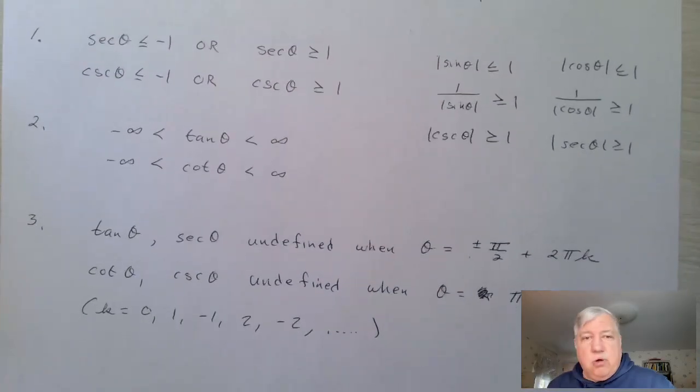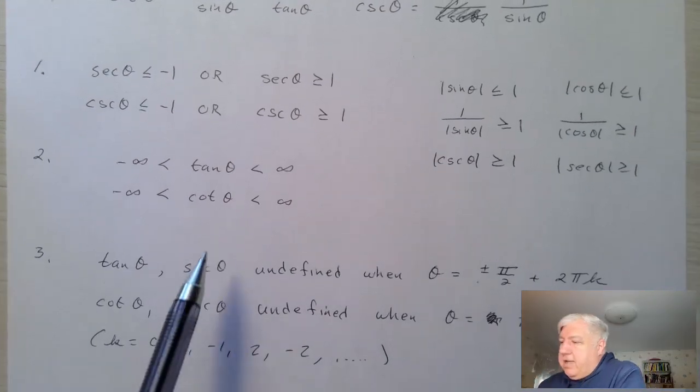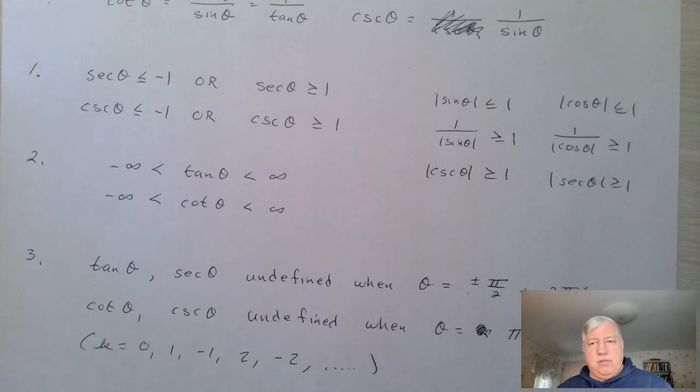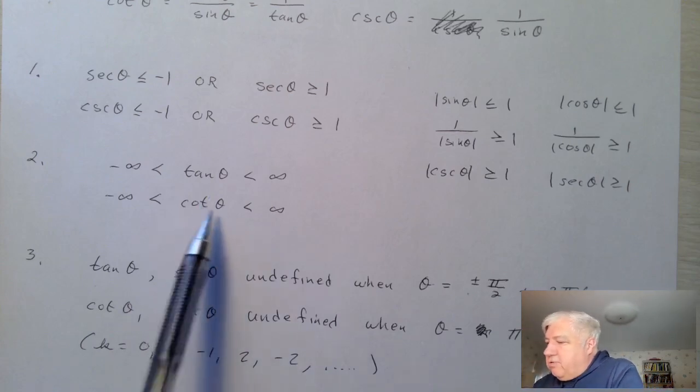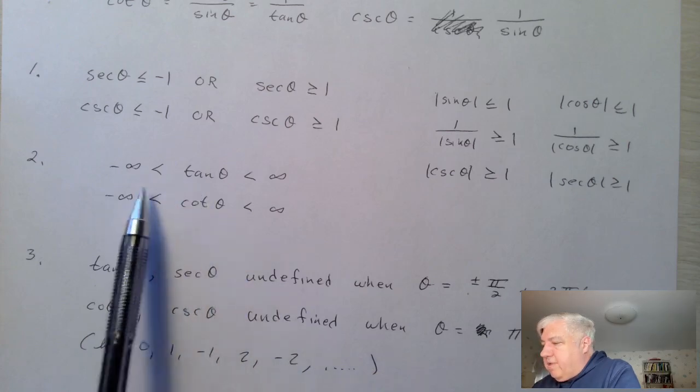The tangent and cotangent, however, can be any real number. The tangent might be between 1 and -1, or it might be outside of that range. And we've seen one example. The tangent of 30 degrees is 1/√3, so that's less than 1. But the tangent of 60 degrees is √3, and that's bigger than 1. So the tangent and cotangent can be any real number.